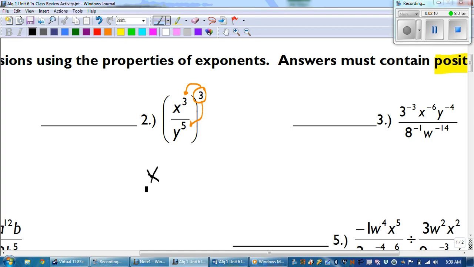So X is on the top, Y is on the bottom. On the top, 3 times 3 is 9. On the bottom, 5 times 3 is 15. And now, can I reduce anything here? Nope. So my final answer is x to the 9th as my numerator and y to the 15th as my denominator.